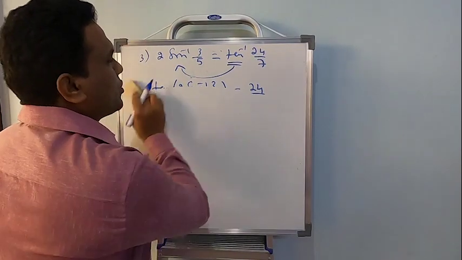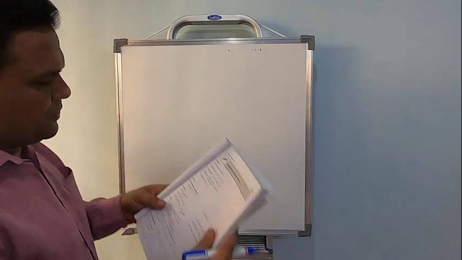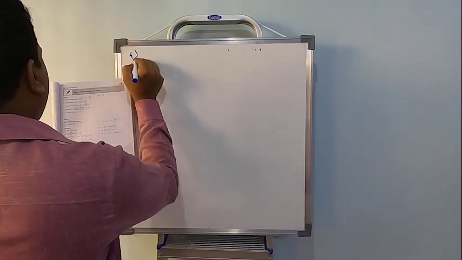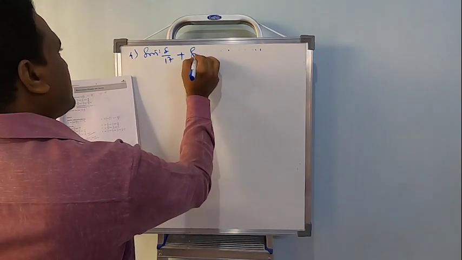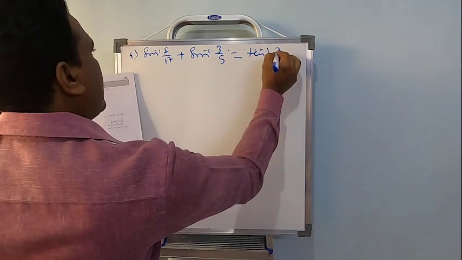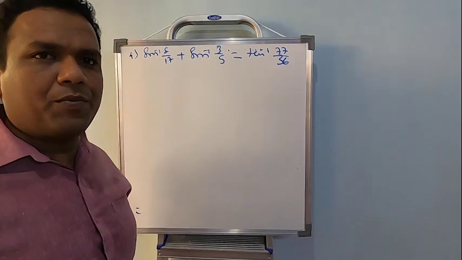Okay, students, now let's go to the next. The next one is problem number 4. Sin inverse 8 by 17 plus sin inverse 3 by 5 is equal to tan inverse 77 by 36. Look at the problem.